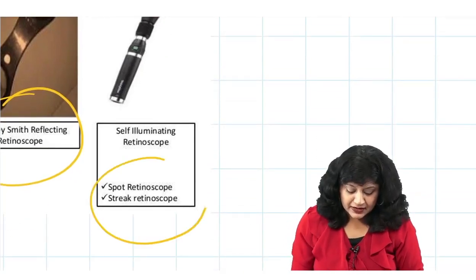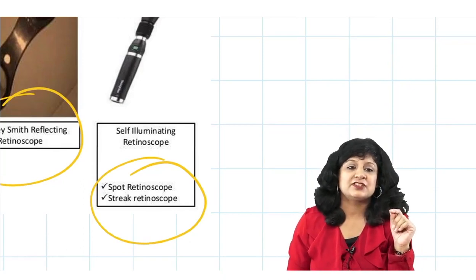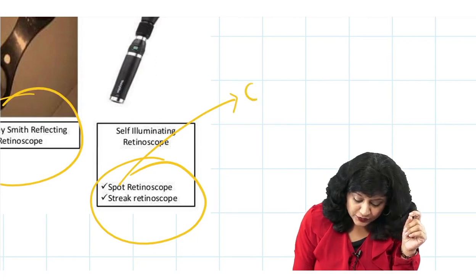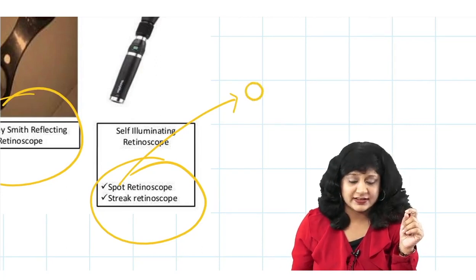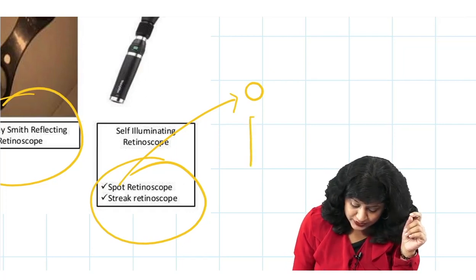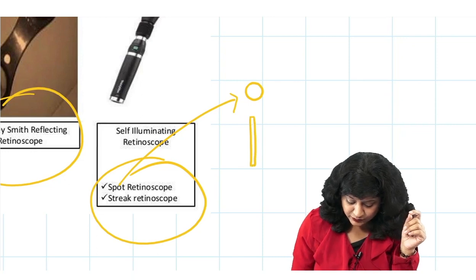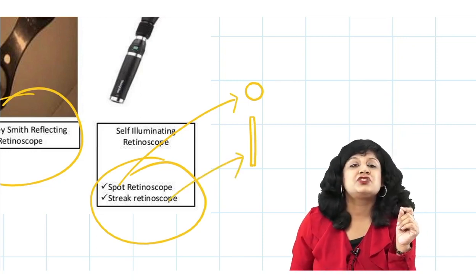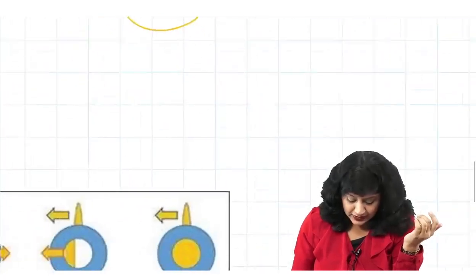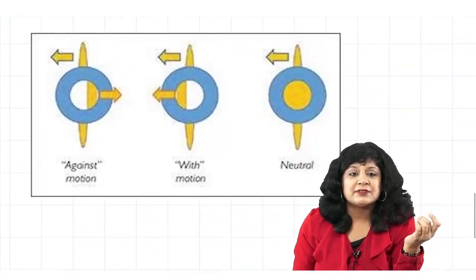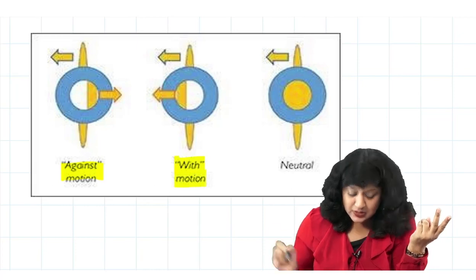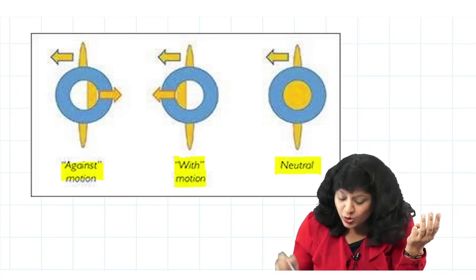They come in both spot retinoscope as well as streak retinoscope. The spot retinoscope will show you a round light reflex. We can also use the streak retinoscope, where we are using this kind of light reflex. We use the streak retinoscope more commonly. So what do you mean by streak retinoscope? Now have you understood? Now what we do, we say that sometimes we have against the movement, sometimes we have with the movement, and sometimes we do not have movement.